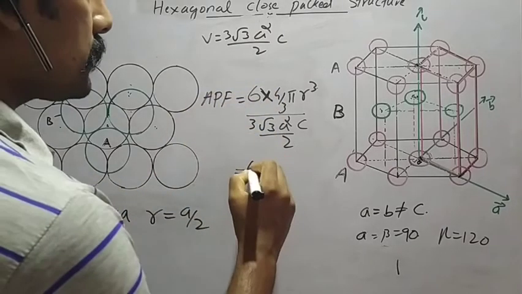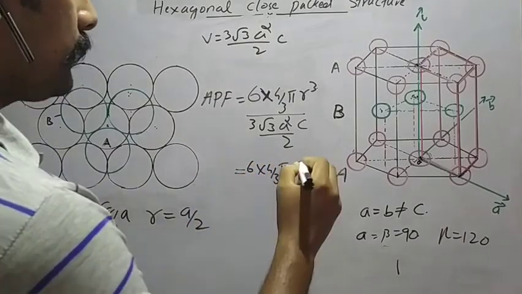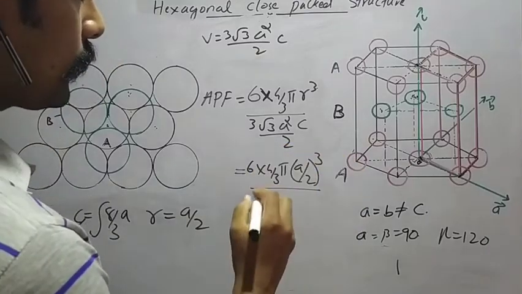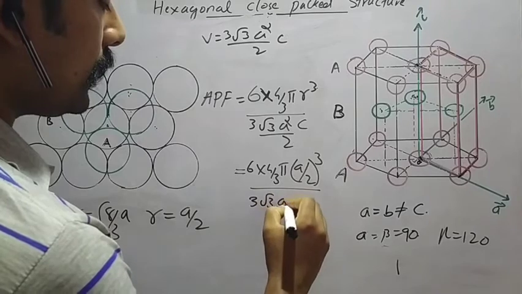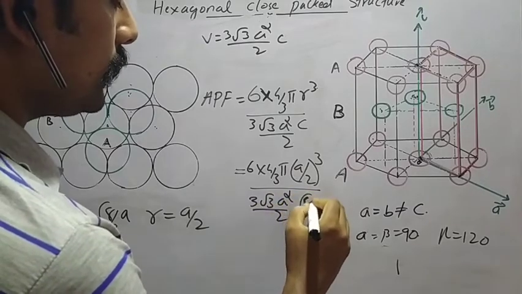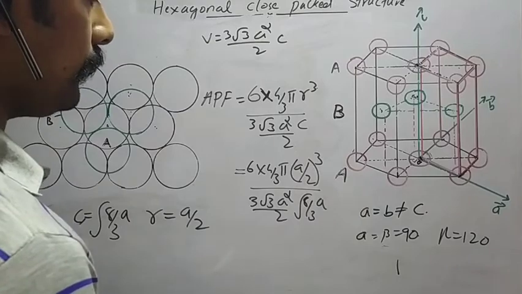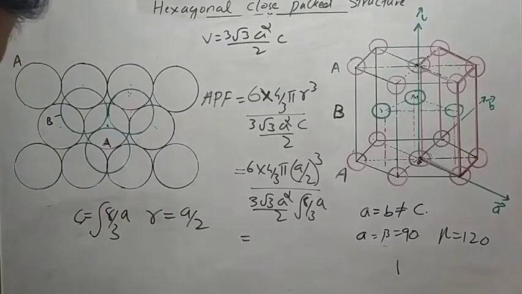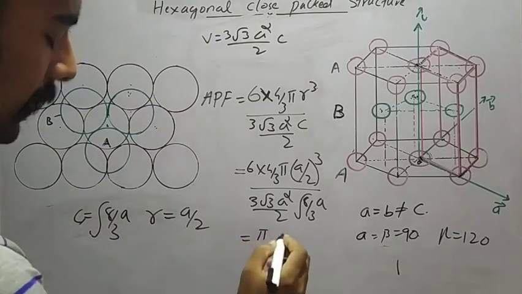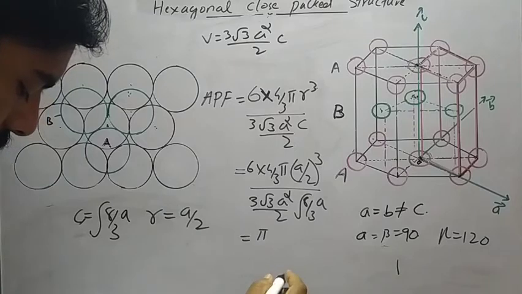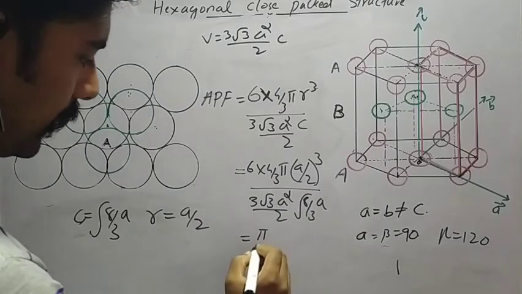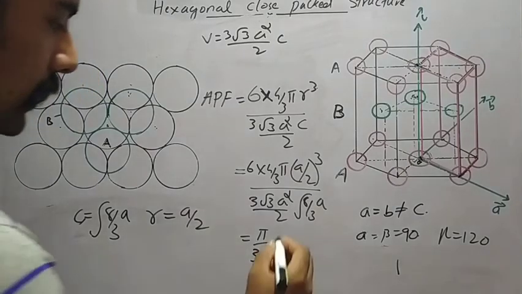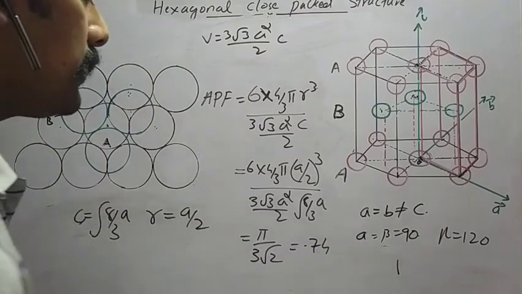So 6 into 4 by 3 pi into a by 2 whole cube, over 3 root 3 a square over 2 into root of 8 by 3 times a. And that is equal to pi over 3 root 2, which equals 0.74, or 74%.